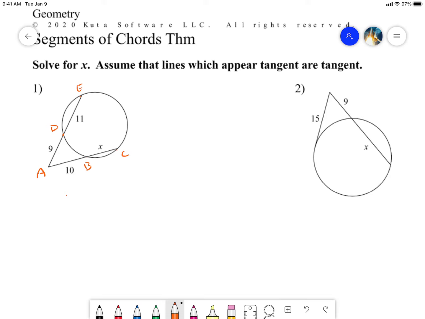So what this theorem tells me is that the outside AD times the whole, which is AE, has got to equal the outside, which is AB, times the whole, which is AC. Okay?